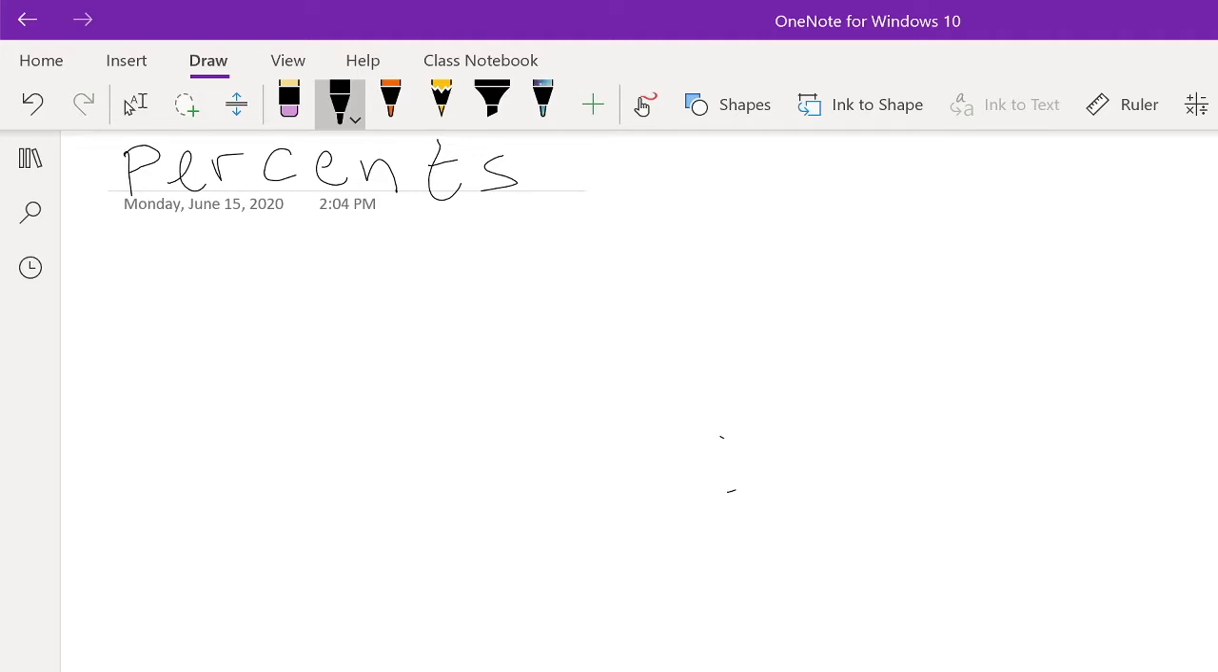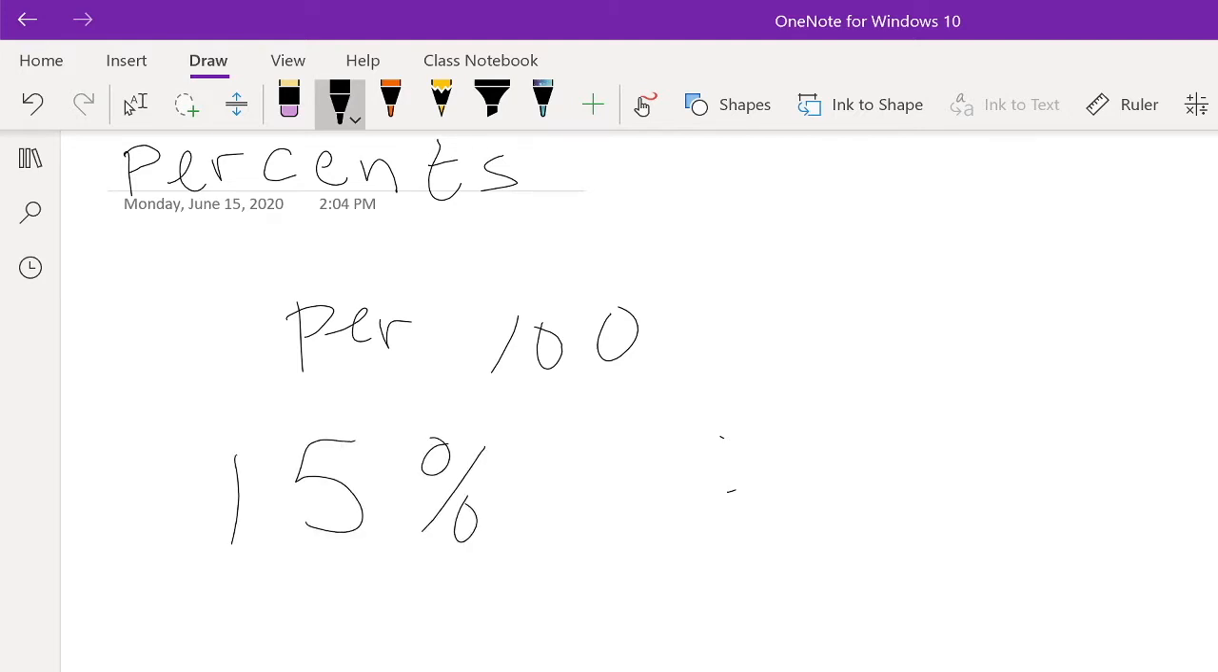So today we're going to talk about percents. Again, the straight up definition of a percent is simply per 100. So when something says 15%, what that implies is 15 over 100. Just think of the per as a division. In this section we're going to work through some basic percent problems, then we'll move on to some more application-based problems.